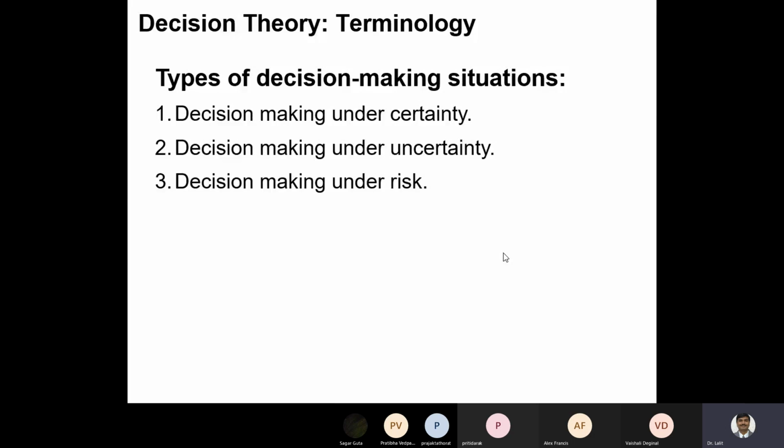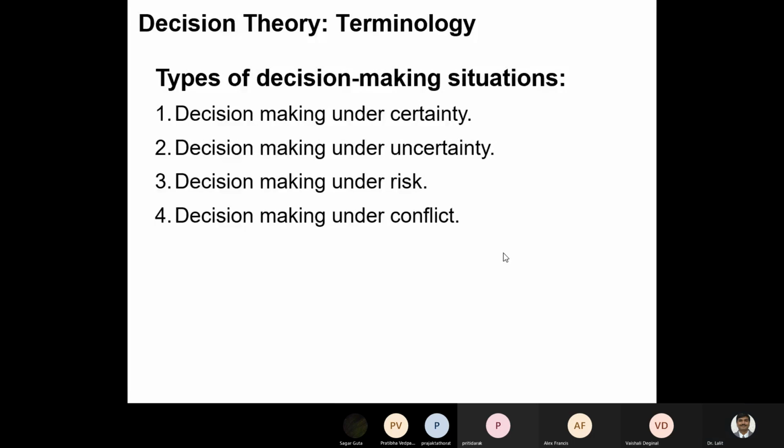In the second situation, the decision maker cannot predict the future, and cannot assign probabilities, due to non-availability of any previous data, or even if the previous data is available but its reliability is at stake. Then you cannot assign probabilities to the occurrences of different events. So that is called decision making under uncertainty.